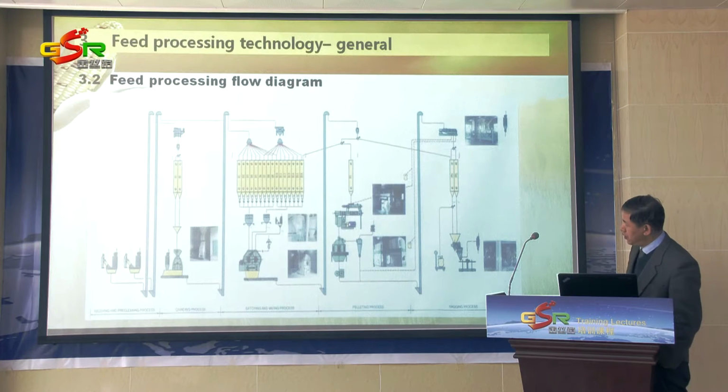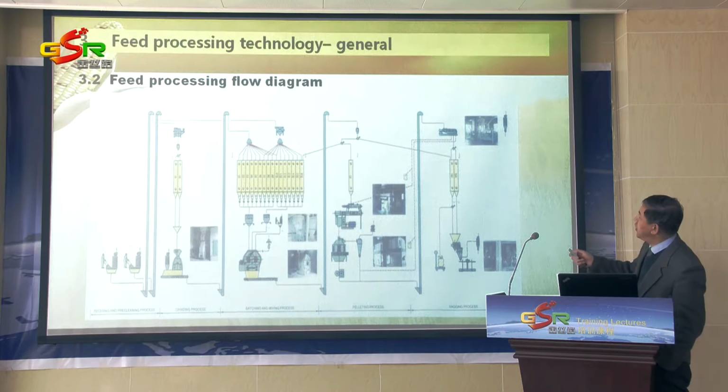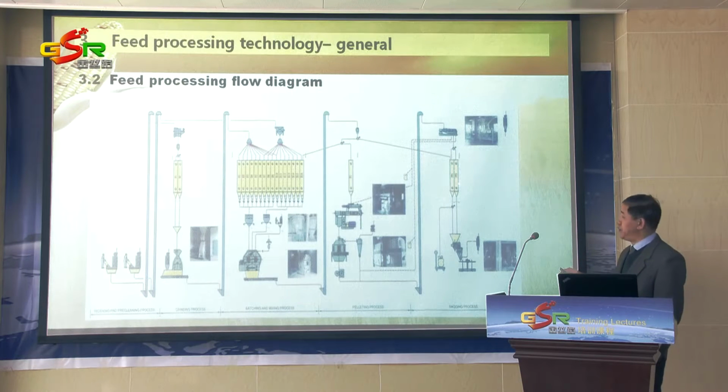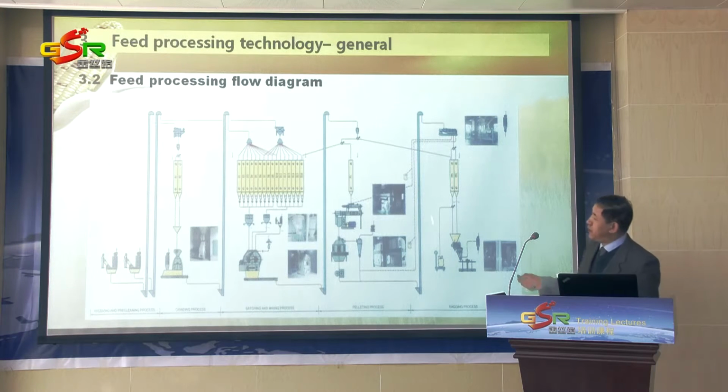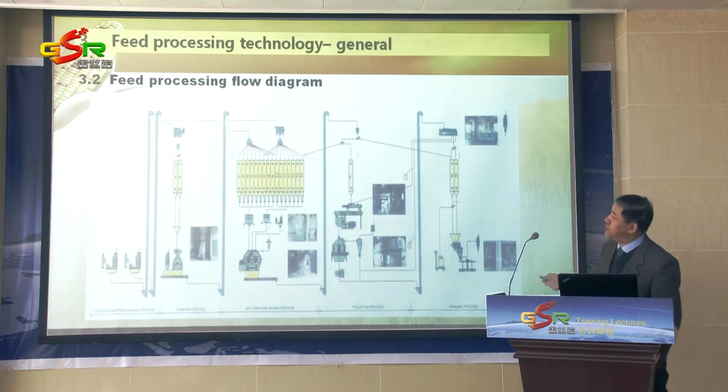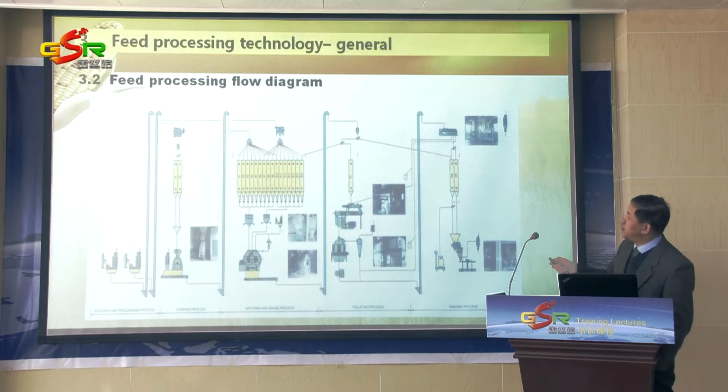pelleting section. The pelleting mill has a refeeder, conditioner, pelletizer, cooler, crumbler. Here to sifting, and this is the finished product bin, then packaging. So this is a very simple indication of the feed processing flow diagram, usually referring to poultry and pig feed processing.